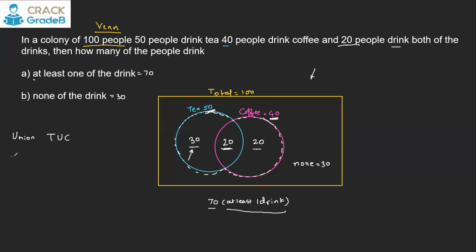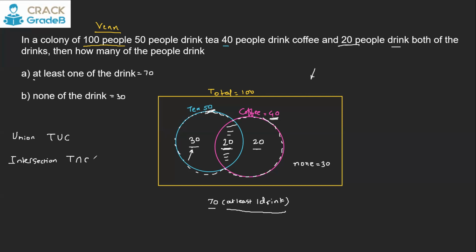Then another terminology that you should know is intersection. Intersection means this region, which is common between these two. Or we can say intersection is the area which can be considered as tea and coffee.